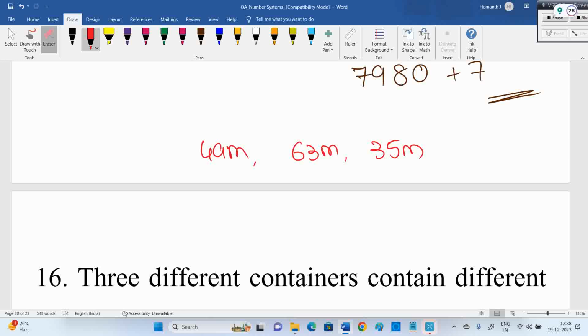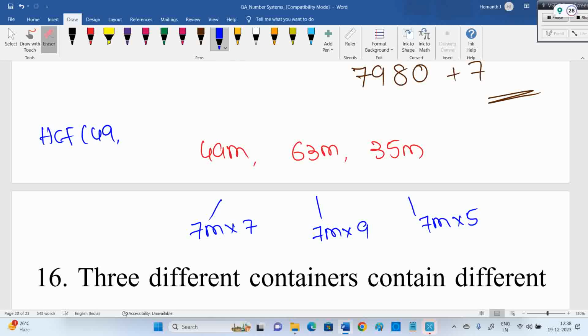I want the largest one, which means a 7 meter scale. A 7-meter scale used 7 times measures 49 exactly. For 63 meters, 7 meters for 9 times. For 35 meters, the 7-meter scale used 5 times, exactly. So the same scale I need to use to measure all three exactly. What is this 7? It is nothing but the HCF. So the word largest, and the same scale measuring all three exactly, that is the HCF, which is 7.